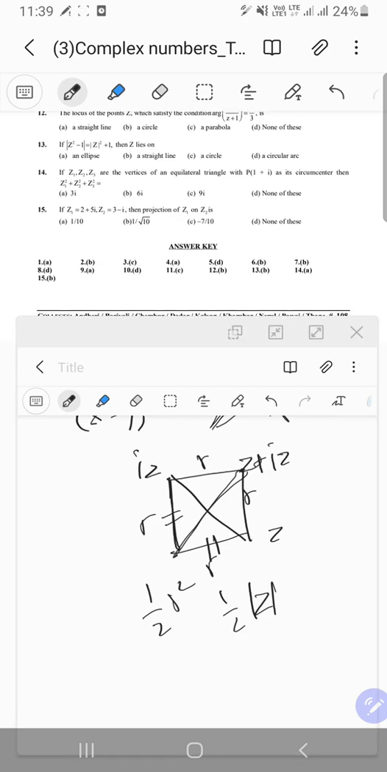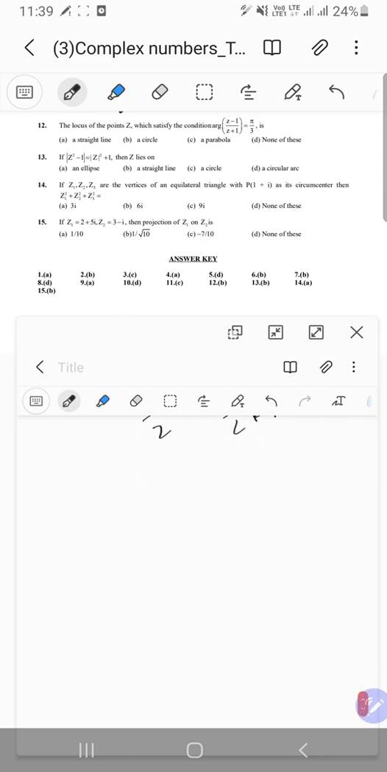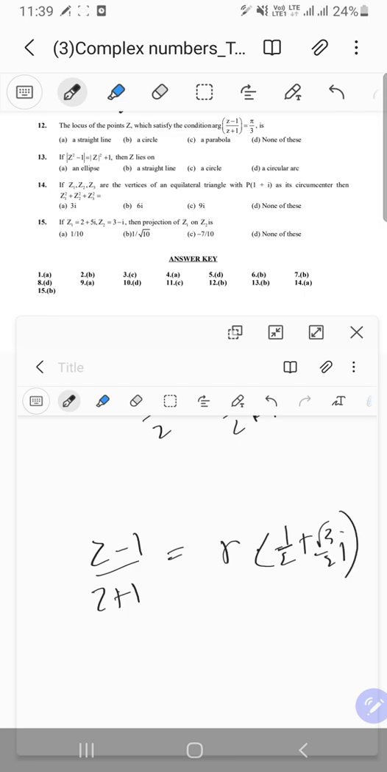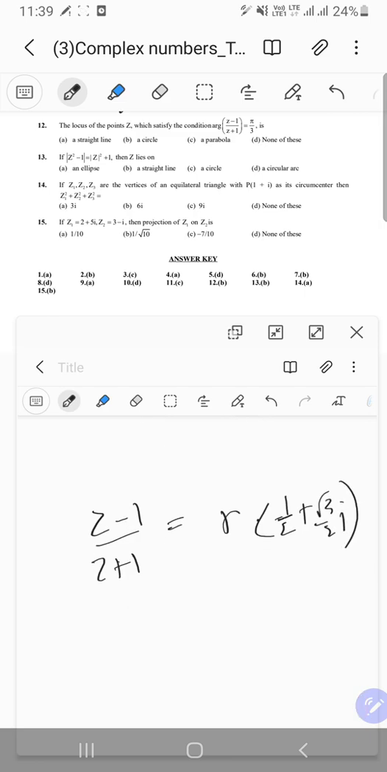Yep, next question. The locus of the point z will satisfy the condition argument of (z minus 1) upon (z plus 1) equals pi by 3 is... Okay, so, well, whatever. z minus 1 upon z plus 1. I have seen this somewhere, it feels like that. Okay, whatever. What we can say is z minus 1 upon z plus 1 equals some constant times e to the power of i times pi by 3, which is, okay, cosine of 60 degrees is 1 by 2 plus square root of 3 by 2 iota. Okay, cool. And when is this going to be true?